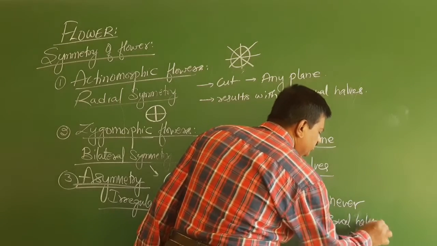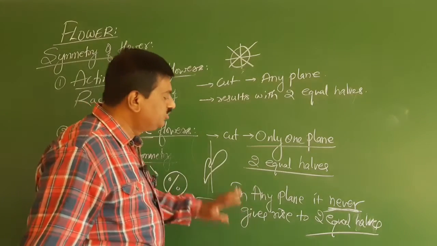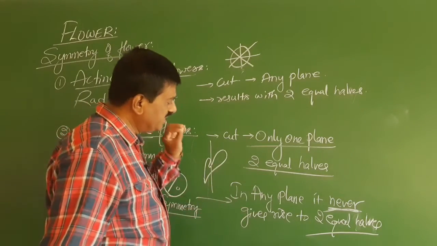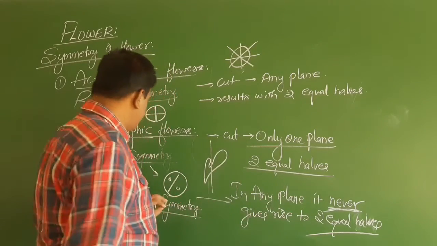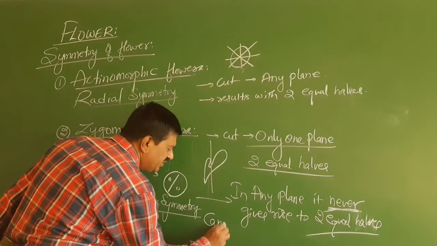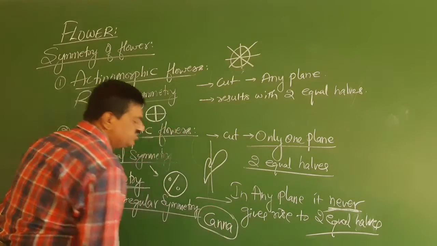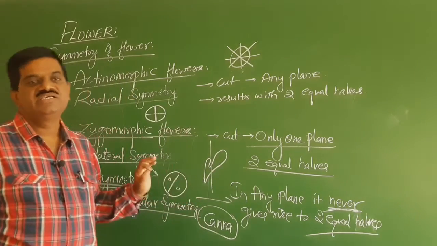So here it never gives rise to two equal halves. In any plane, it never gives rise to two equal halves. Hence it is called asymmetry. This can be noticed in canna flowers. In a canna, it is usually called asymmetry.